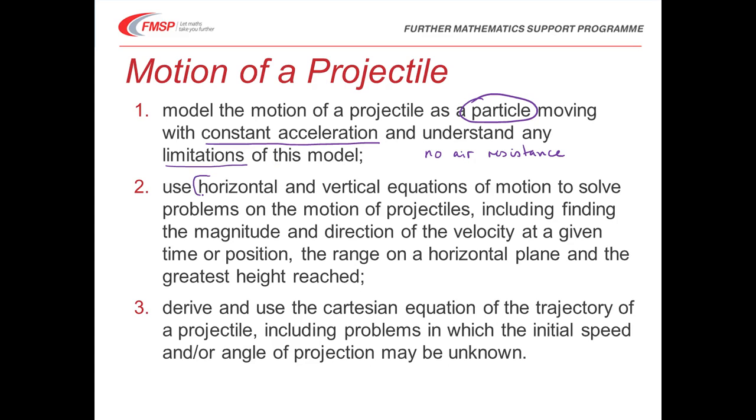The second point is that we're going to use horizontal and vertical equations of motion to solve problems. In other words, we're going to use the Suvat equations in two perpendicular directions. Although it then says, including finding the magnitude and direction of the velocity, which of course is a vector with magnitude and direction. So we may find we have to recombine our perpendicular components in order to find information about the velocity as a vector.